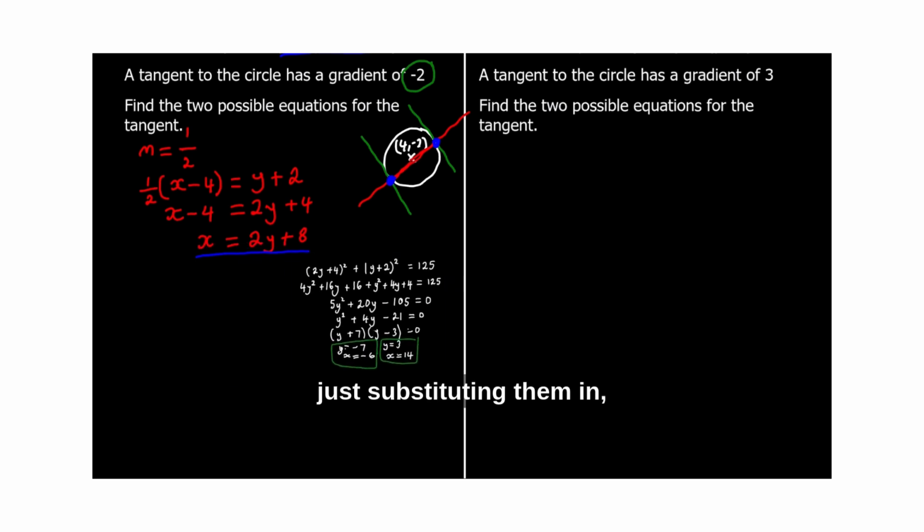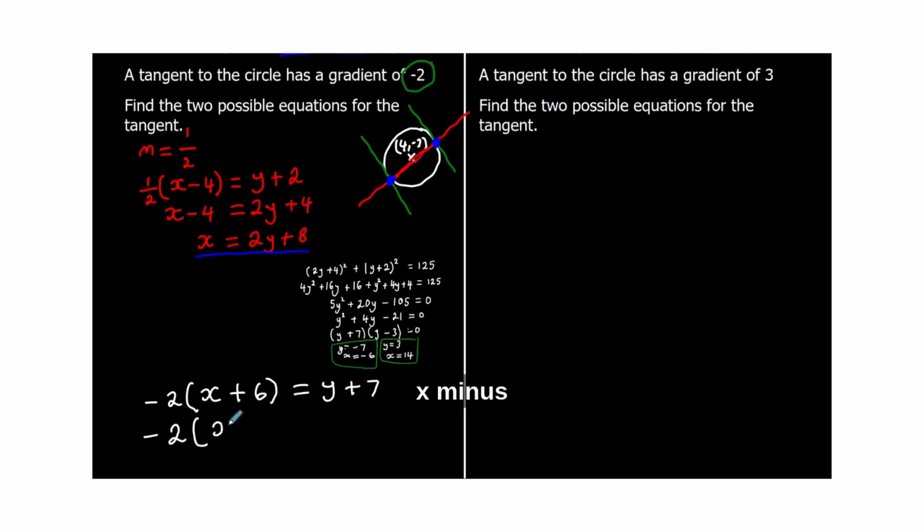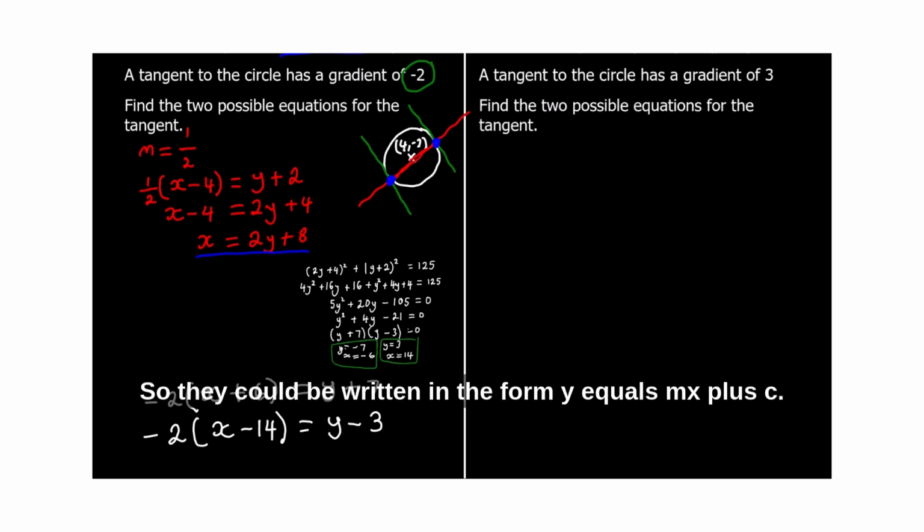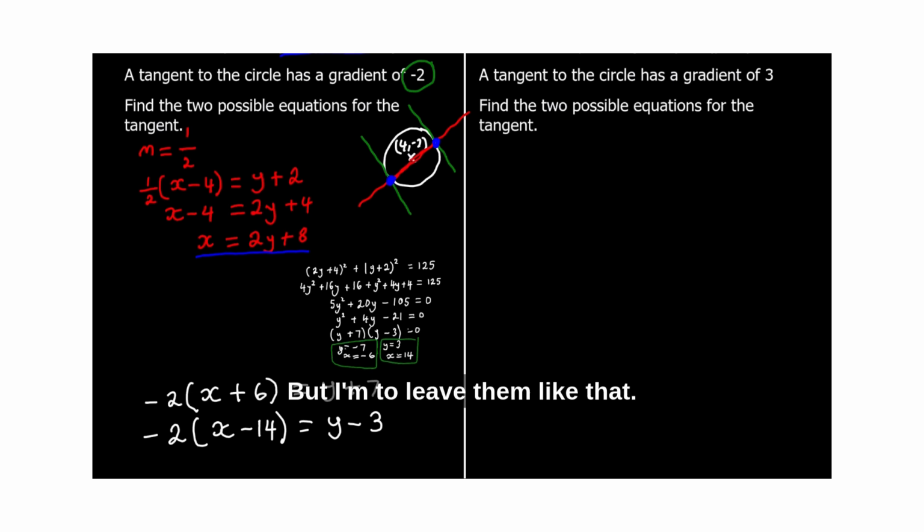So just substituting them in, we've got the gradient times x minus x1. So let's do minus 6 equals y minus 7. Or we've got the gradient times x minus x1 equals y minus y1. So they're the two equations. They're all whole numbers, so they could be written in the form y equals mx plus c. But I'm going to leave them like that.